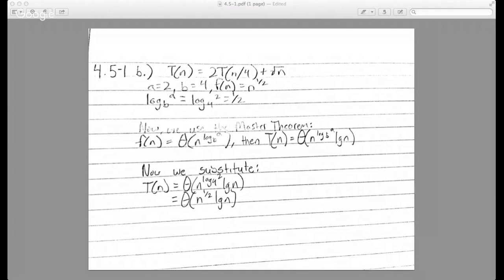For this one, the problem is T of n equals 2T of n over 2 plus n to the fourth. Once again, we pull out a equals 2, b equals 2, and f of n equals n to the fourth. Now we plug those a and b variables into log base b of a. So we have log base 2 of 2, which equals 1.